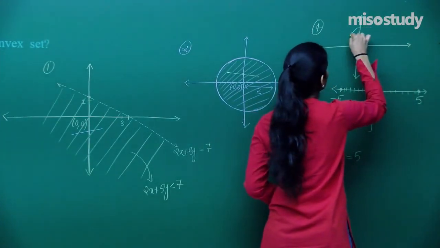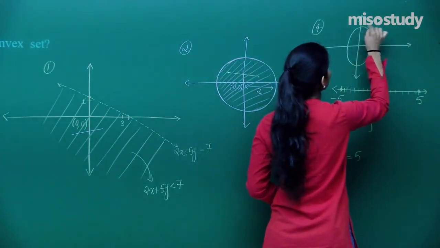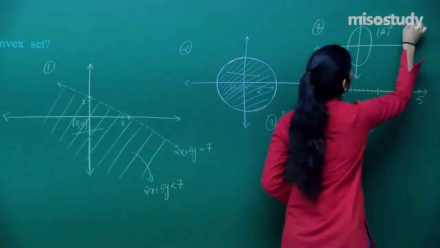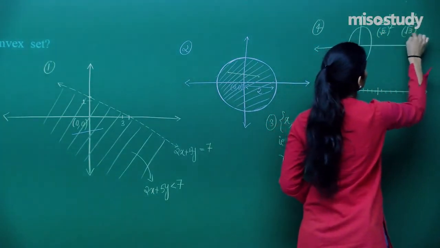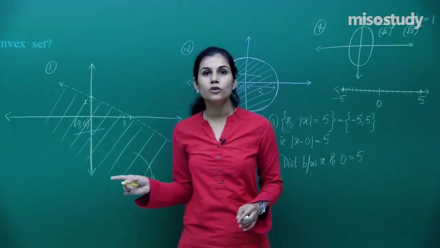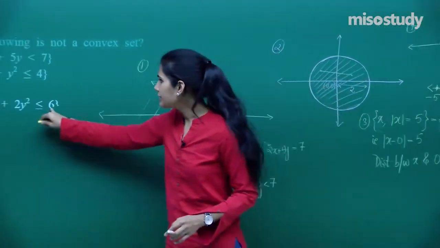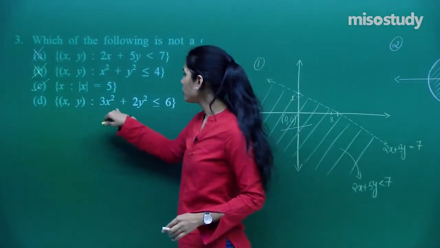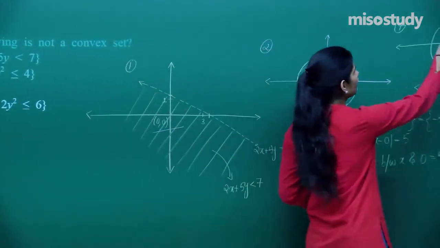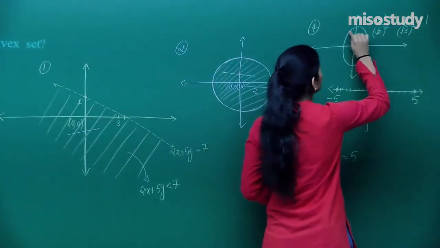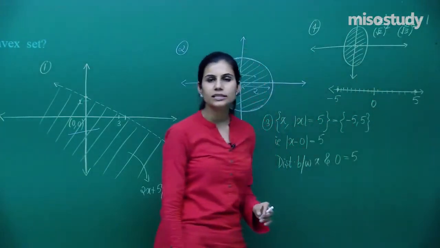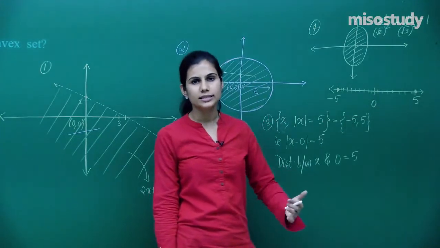an ellipse with major axis along y axis, x square upon root 2 square plus y square upon root 3 square equal to 1. I want less than equal to 1. If I bring 6 over here, this is 3x square upon 6 plus 2y square upon 6 less than equal to 1. Equal to 1 is satisfied by all the points on the boundary. Less than 1 is obviously satisfied by all the points inside the ellipse, because when you put x equals 0 and y equals 0, you get 0 plus 0 is less than 1, which is true.